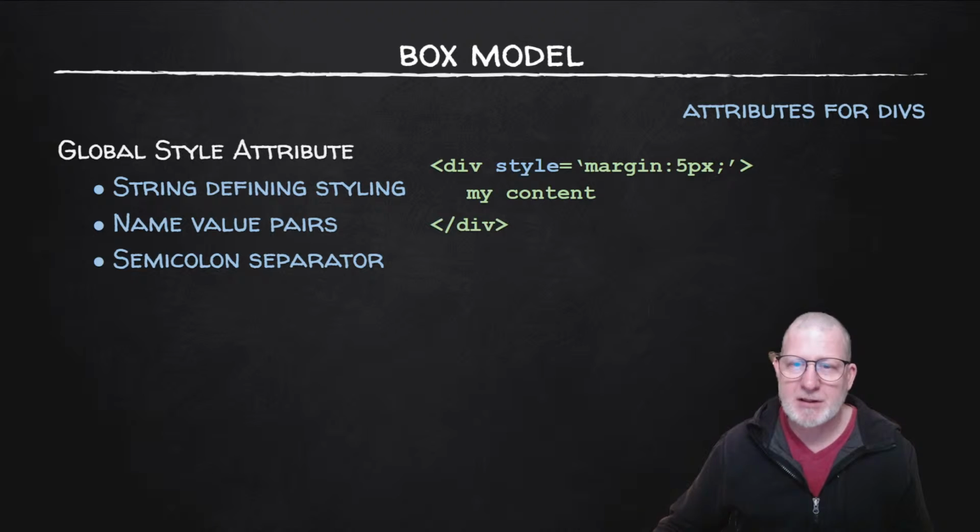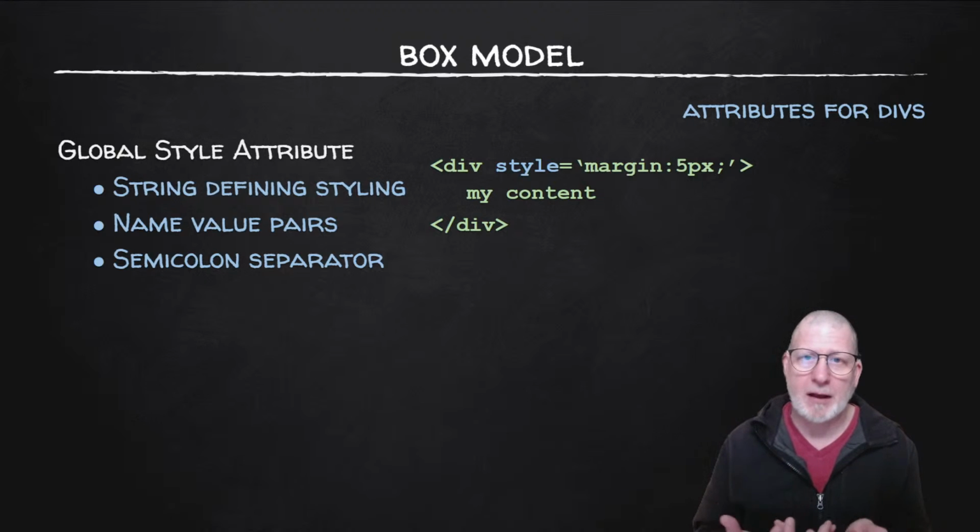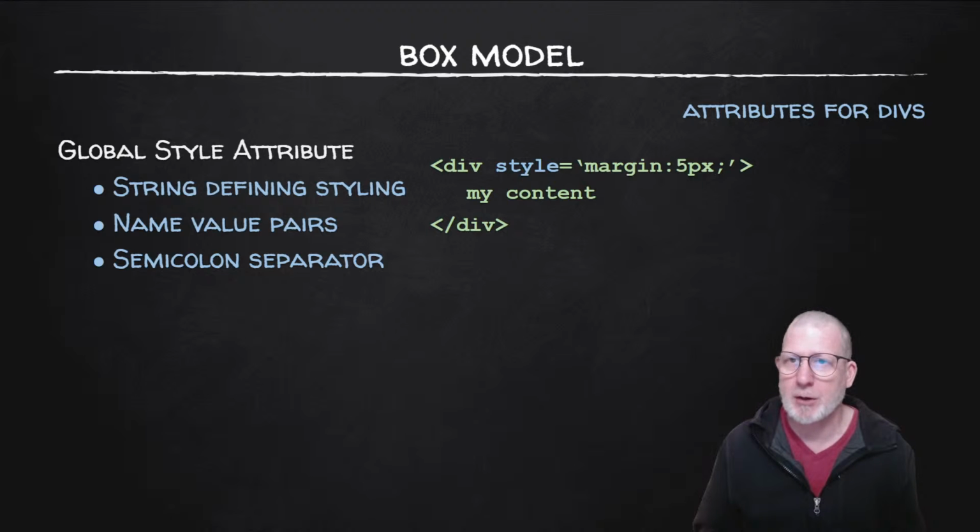Now, every style is what we call a name-value pair, a style name, and that style has a value. The pair is always separated by a colon and is terminated by a semicolon. So in this case, I'm setting all of the margins, all 4 of them, to 5 pixels wide. Each style gets added to the list of styles attached to a particular div.